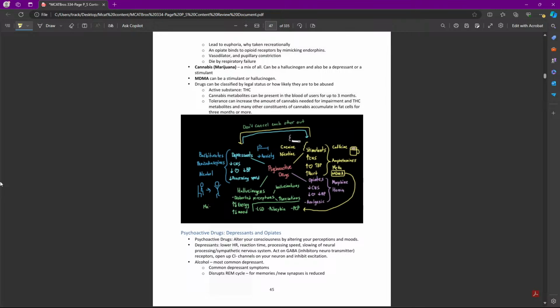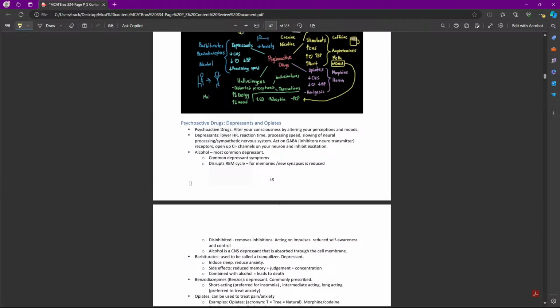Psychoactive drugs: depressants and opioids. Psychoactive drugs alter your consciousness by altering your perception and mood. Depressants, is this just repeating itself? Less overall, but more in depth and specific. Depressants act on GABA, and they both reduce activity of the central nervous system.